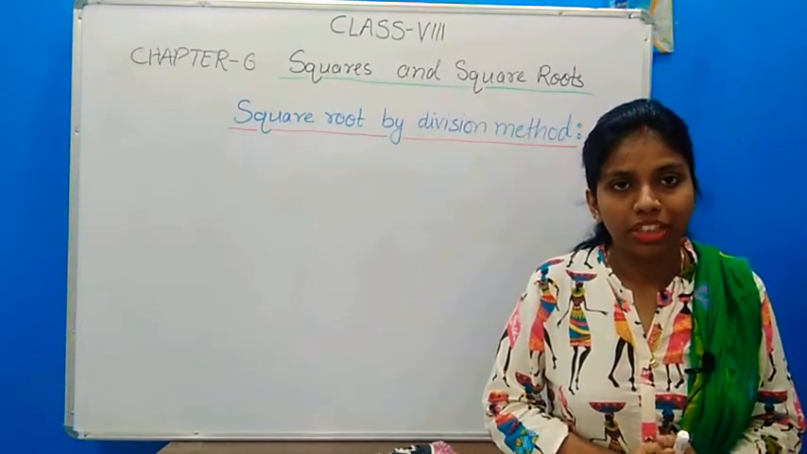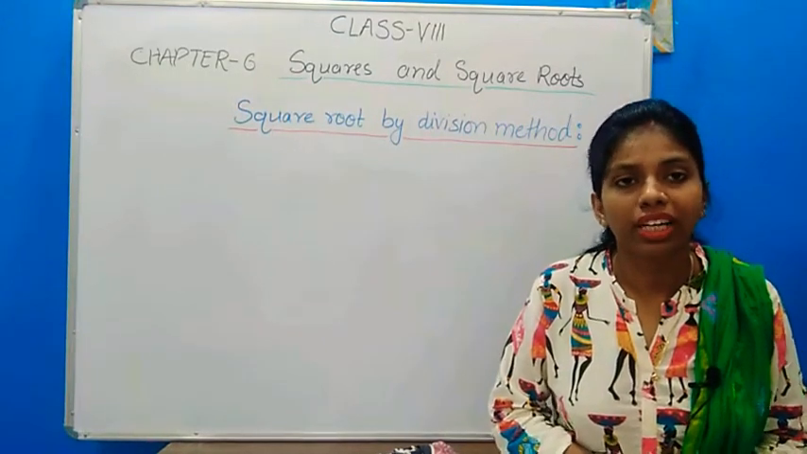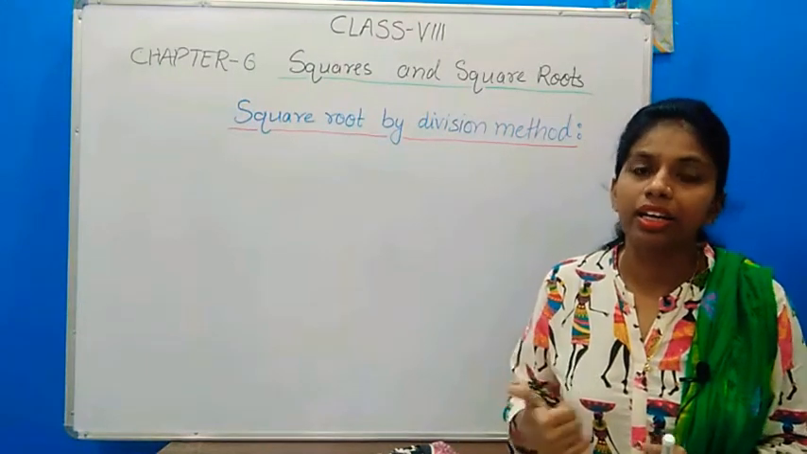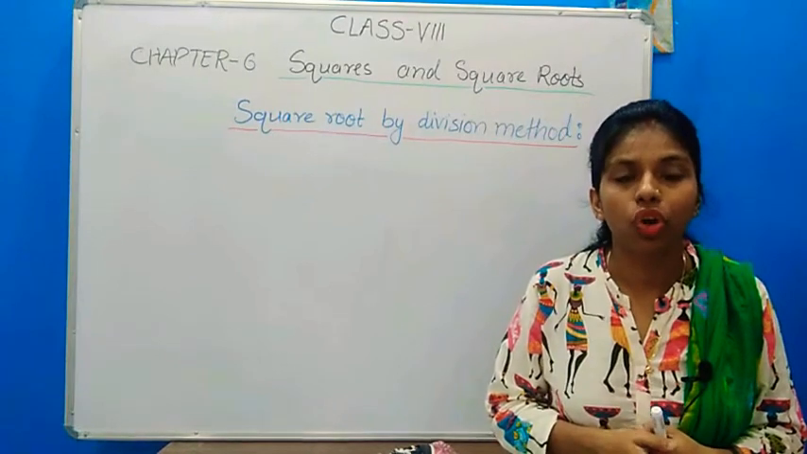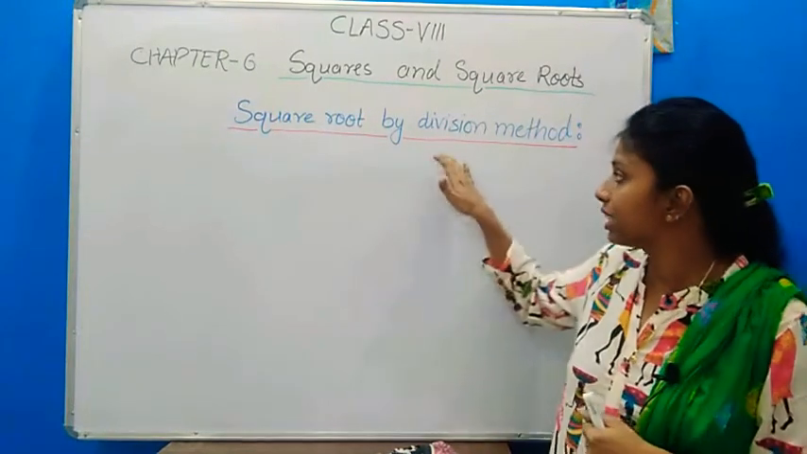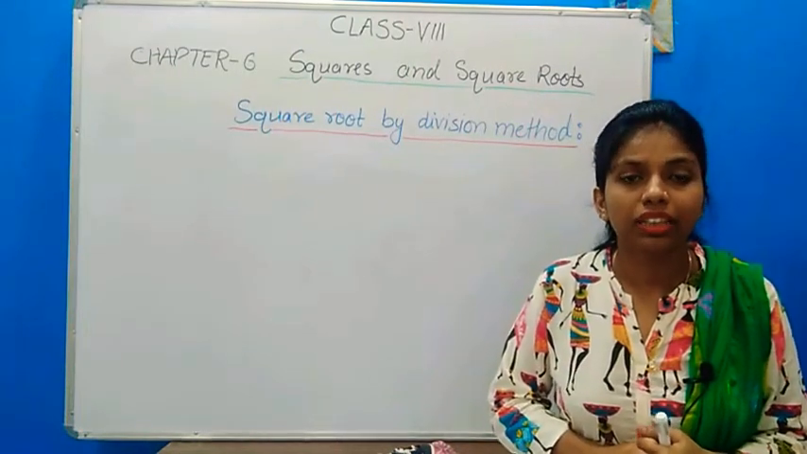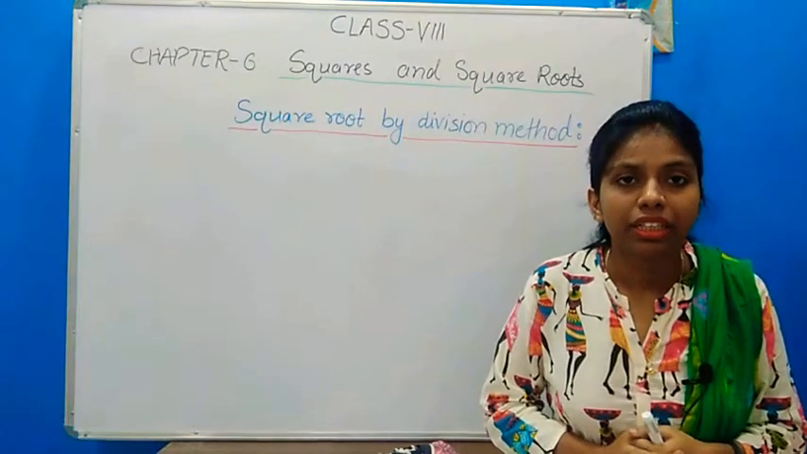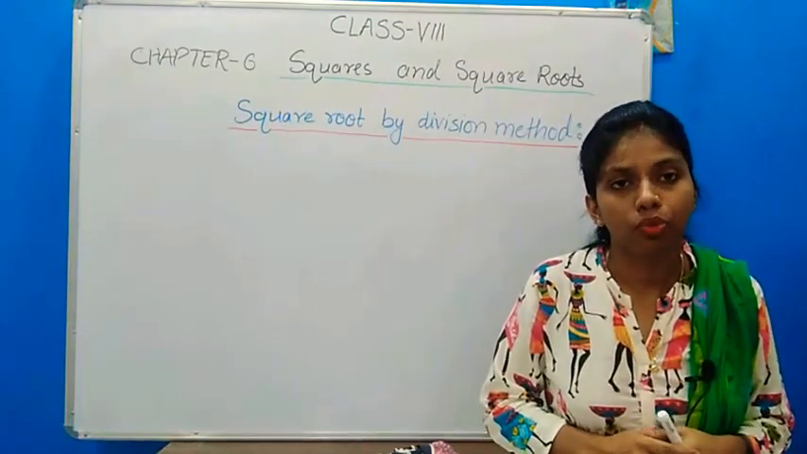In our previous video, we discussed a method to find the square root of any number, that is the prime factorization method. Here I come with another method to find the square root of any number. That method is the division method. So in this video I am going to explain the steps to find the square root of a number by the division method. I am going to explain this step by step with the help of one example.